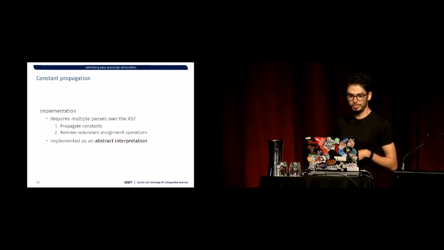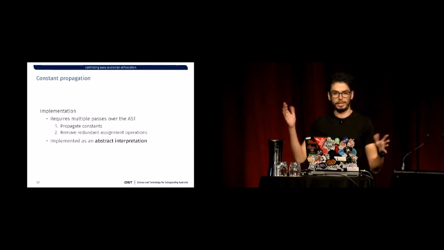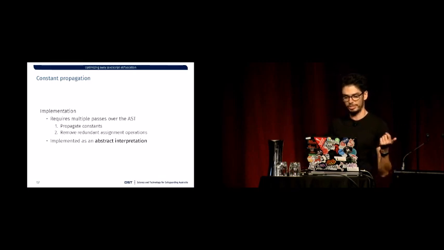All right, so constant propagation is a pretty easy idea to get your head around. The implementation compared to constant folding is a bit trickier. You have to pass over the AST a number of times, once to propagate the constants, and then go back and look for redundant assignments and remove them. And because I'm a program analysis nerd, this is implemented as an abstract interpretation, which I won't go into the details of today.